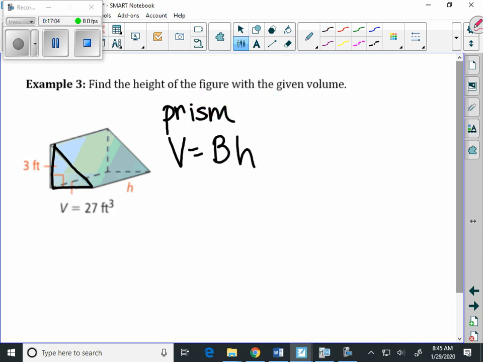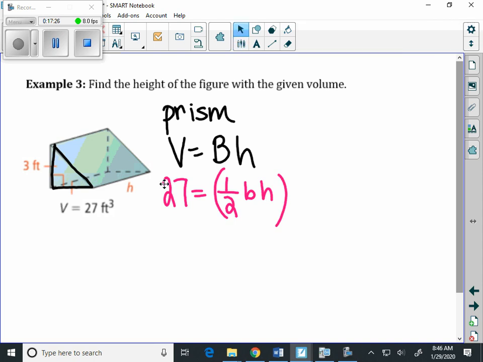Because we know what the volume is. The volume is given to us, it's 27. And our big B is going to be determined by finding the area of the triangle, which also happens to be a formula on your paper. So this is going to be 1/2 base times height. And then again, what we're trying to find is the height of the entire figure. But we're given enough information here.